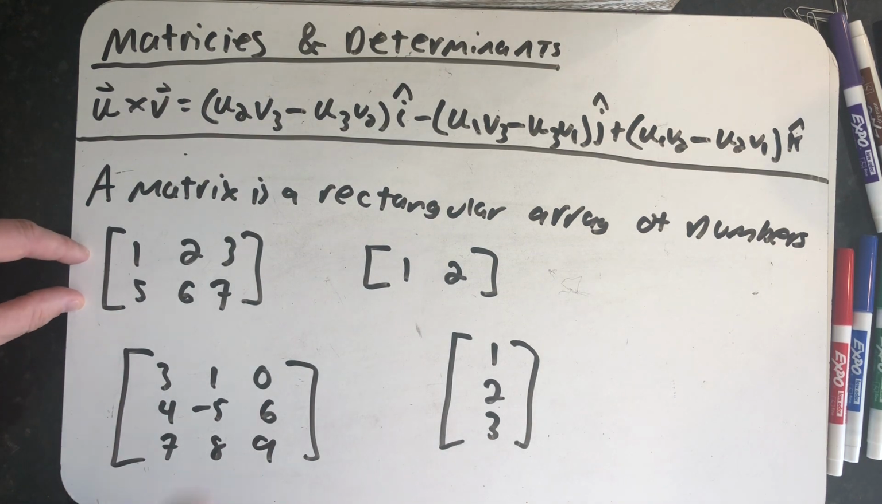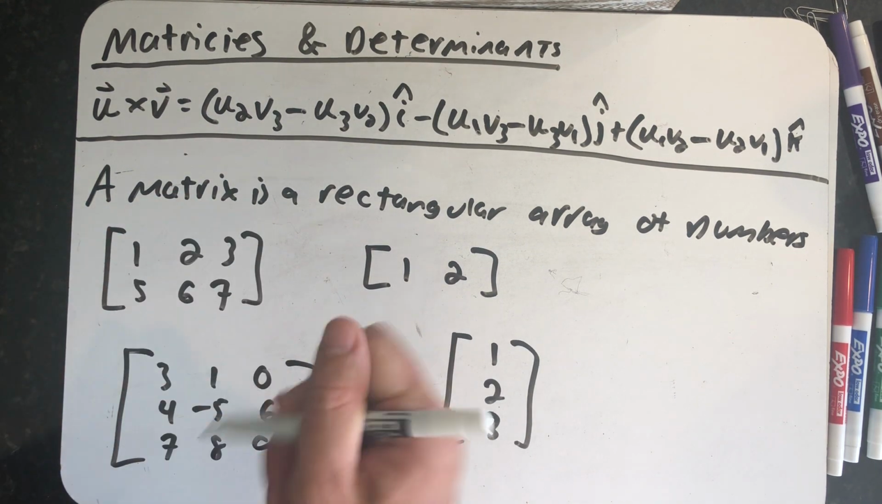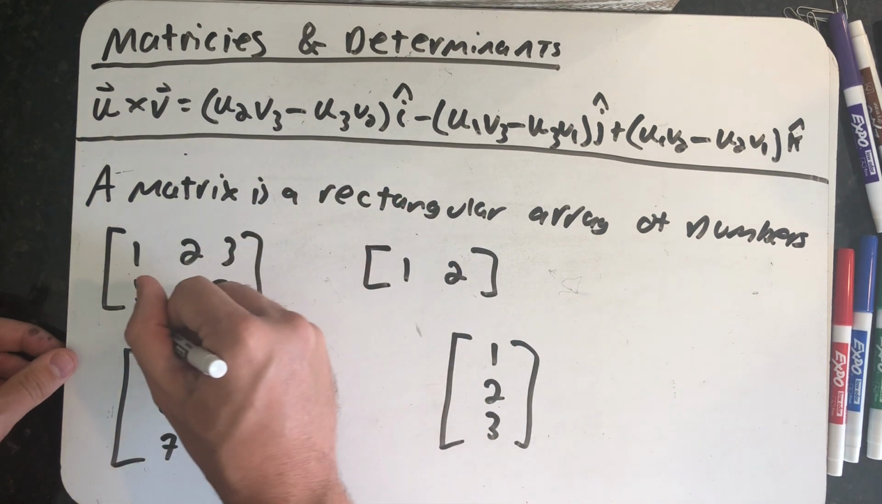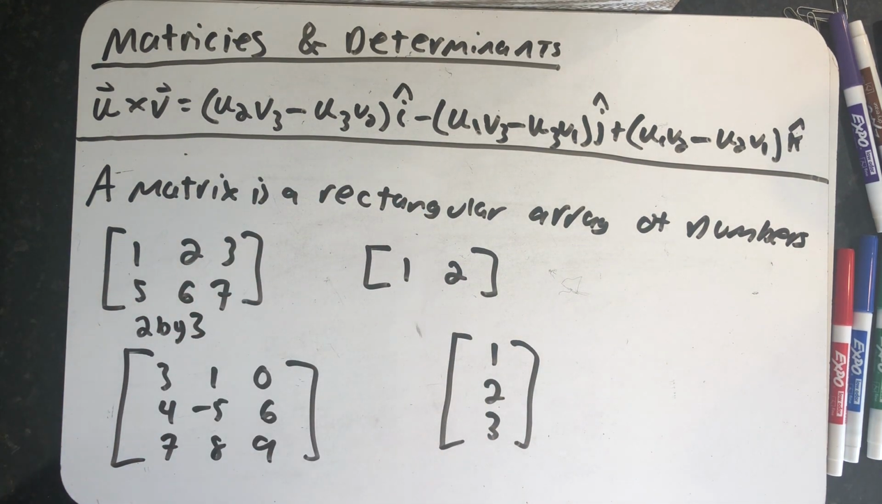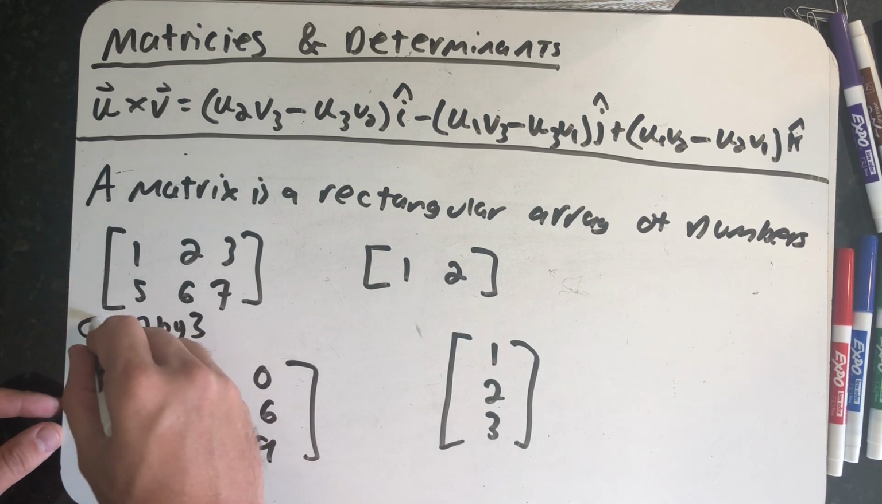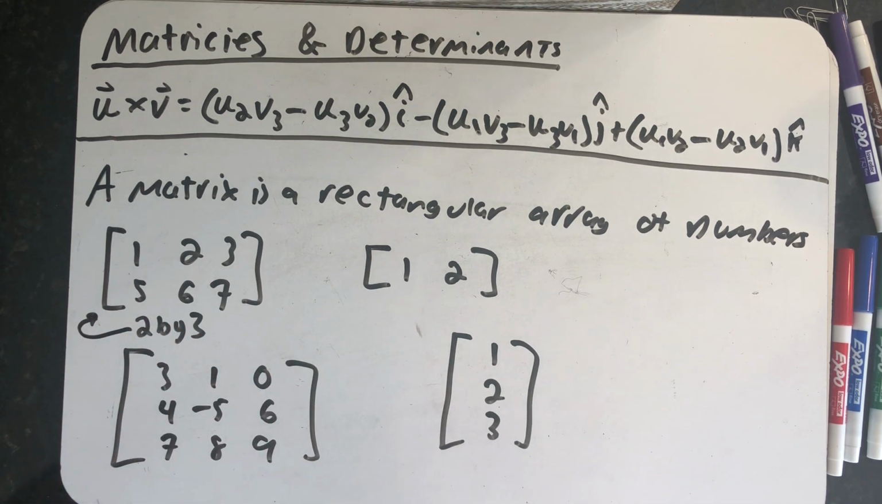So this matrix has 2 rows and 3 columns, and for that reason I'll call it a 2 by 3 matrix. And when I say this, it's always row by column, so that whoever is talking about it, we always know what they mean and we all agree. So this one here is a 3 by 3. And whenever there are the same number of rows and columns, we call that a square matrix.